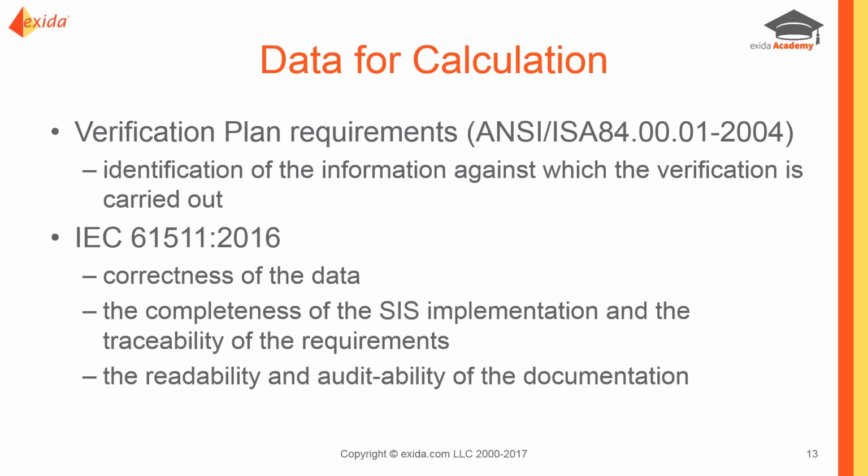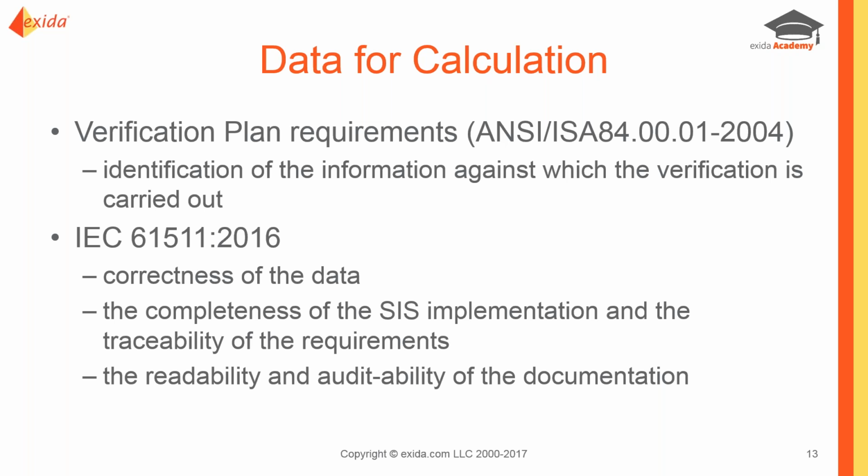IEC 61511, Edition 2, has added some requirements for more than just identifying that information, and it's setting some quality standards on it concerning the correctness, completeness, and the whole pedigree of the data trail, and is it auditable from a documentation standpoint. Again, because we anticipate ISA 84 will adopt this, this is going to be a part of the standard in the future for ISA 84 as well.